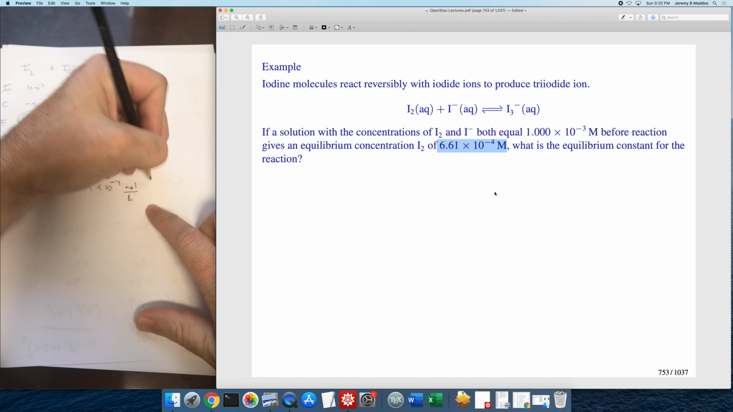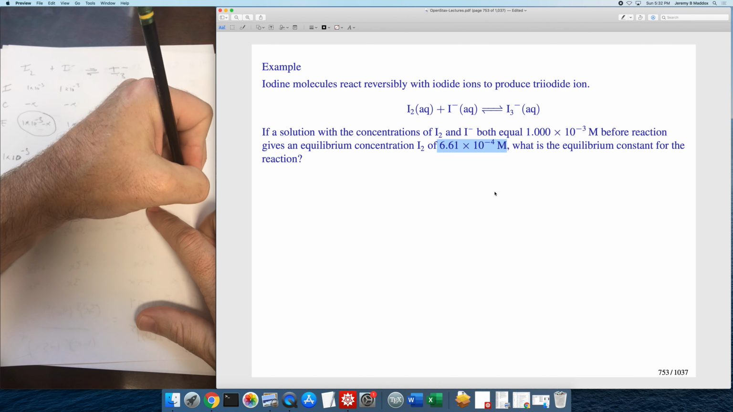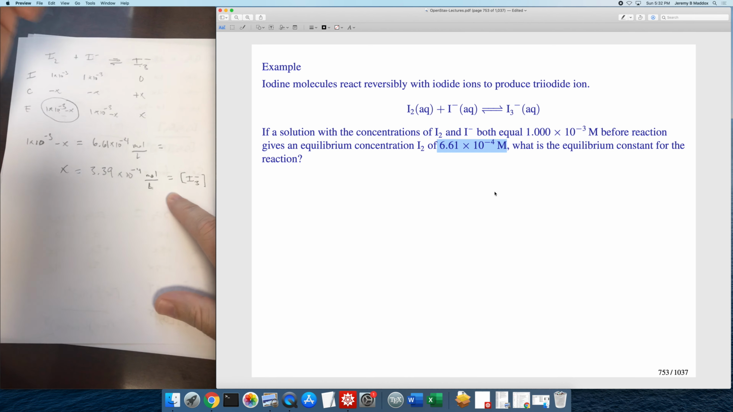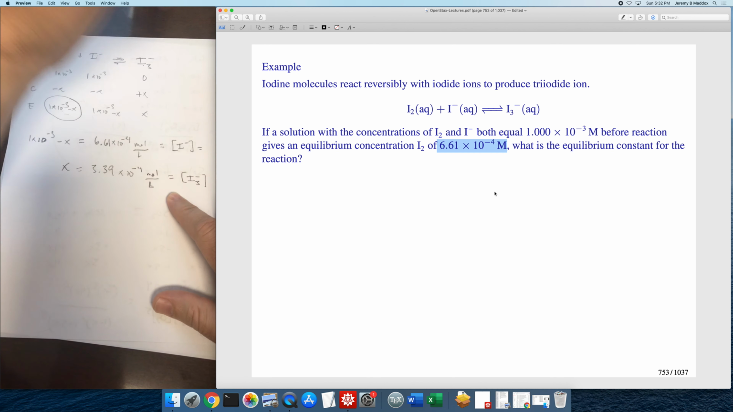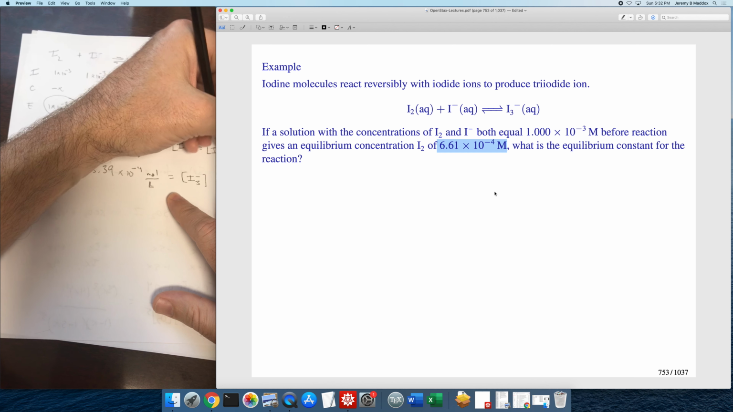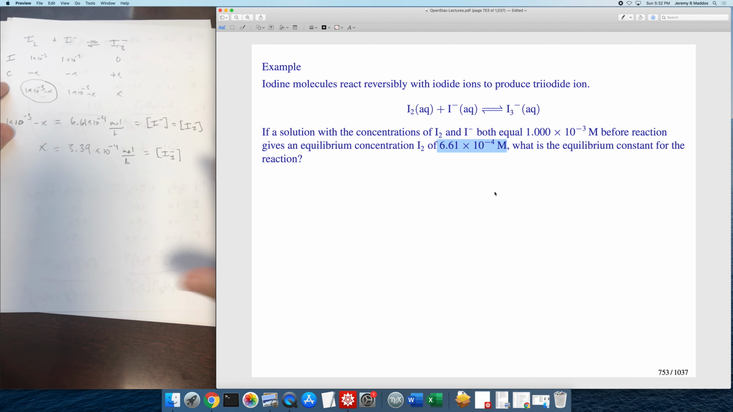So this is equal to the triiodide concentration, and then this is equal to the iodide concentration, which in this problem equals the iodine concentration. So those are the equilibrium concentrations that we found. What else do they want us to do? What is the equilibrium constant for this reaction?